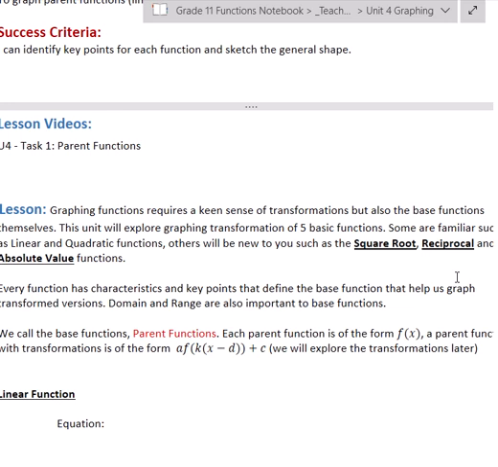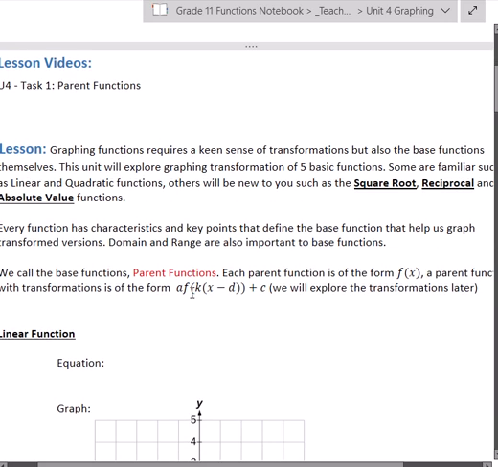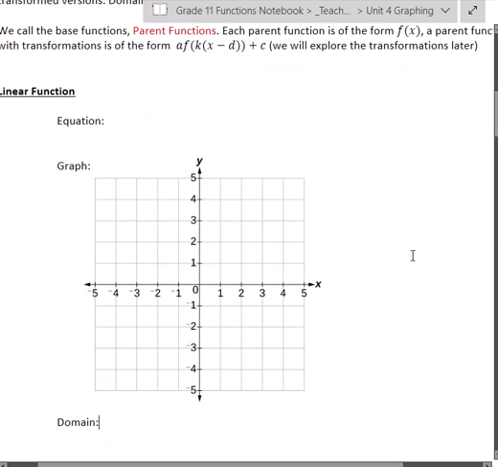Now, we call the base functions parent functions. Each parent function is of the form f of x. A parent function with transformations is of the form a times f of k times (x minus d) plus c. Now, we'll explore transformations later, but all of these variables are transformations acting on our function. You may be familiar with this. So this looks like vertex form in a way, of our quadratic functions. So we're going to look at many of these parent functions.